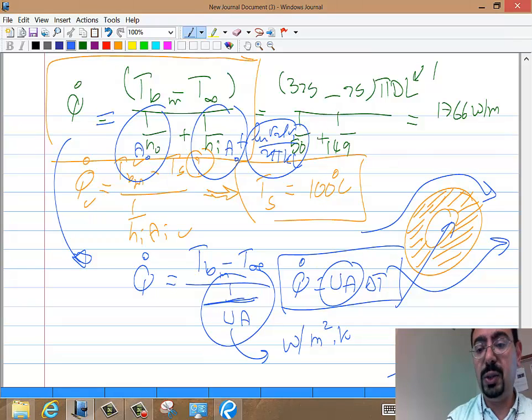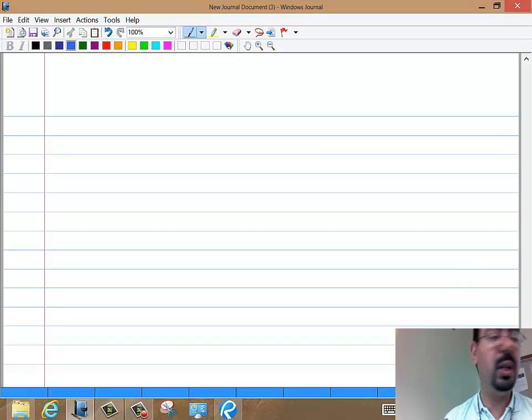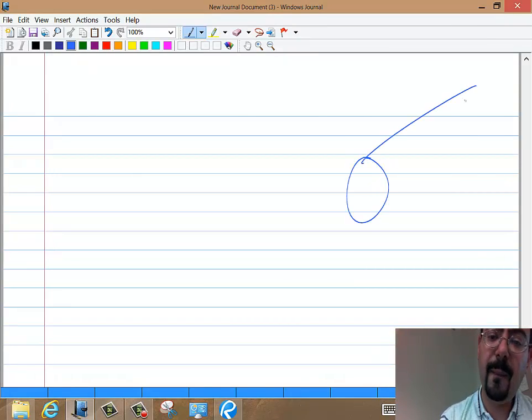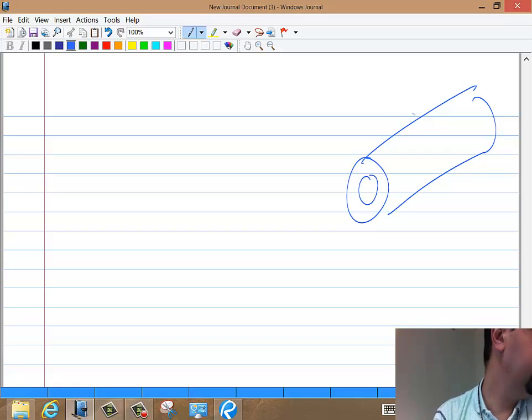Okay, let's just solve in the next 10 minutes one more problem before we go to the heat exchanger. So this problem, there is steam condensing on the outside.